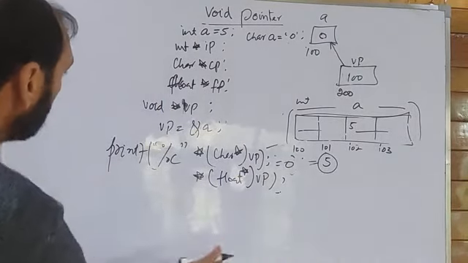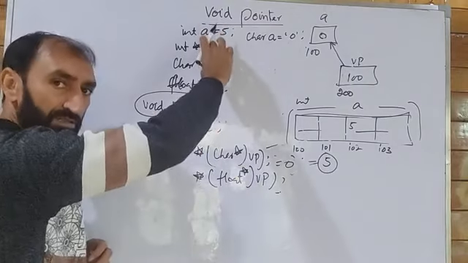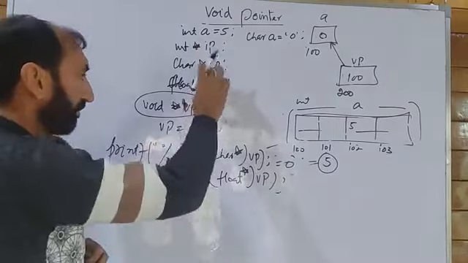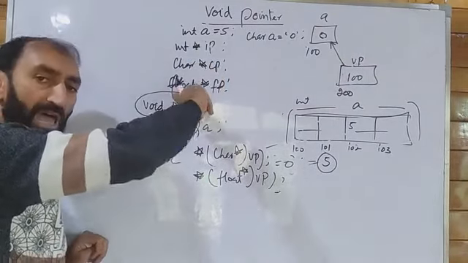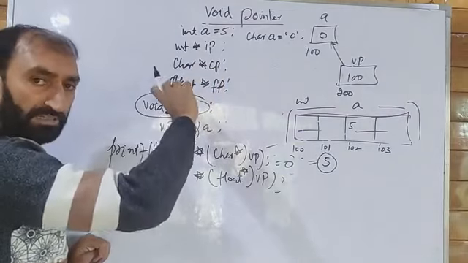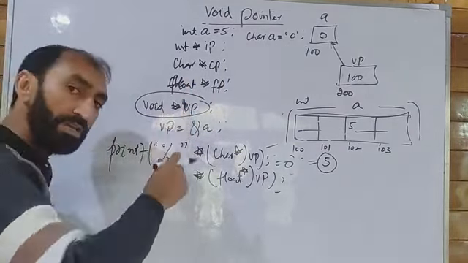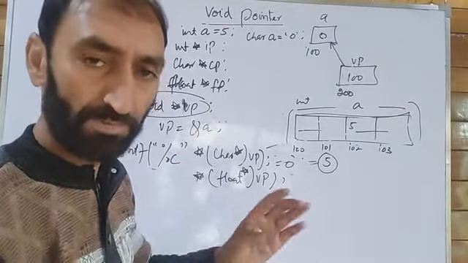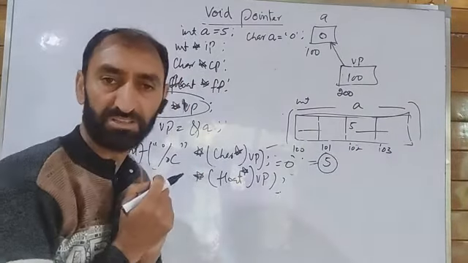Now it is clear that we can use this void pointer for storing the address of an integer variable, the address of a character variable, and the address of a float variable. In other words, we can store the address of a variable of any data type by typecasting.